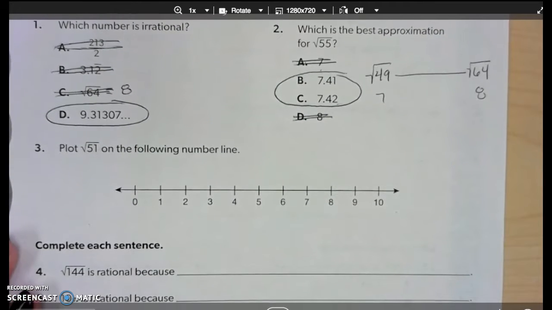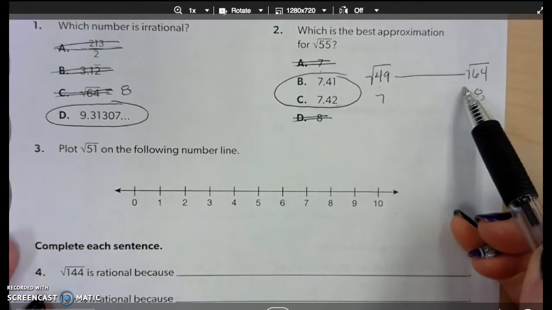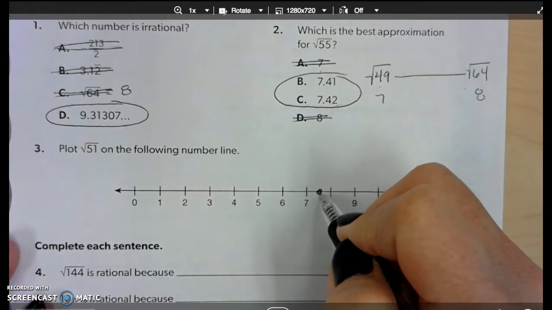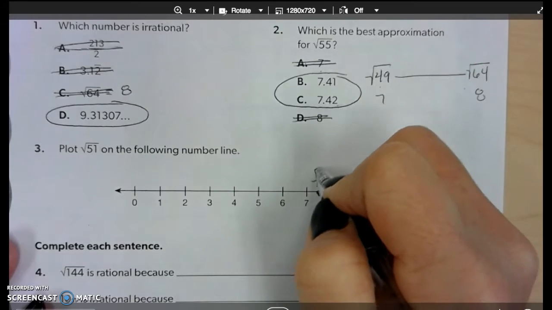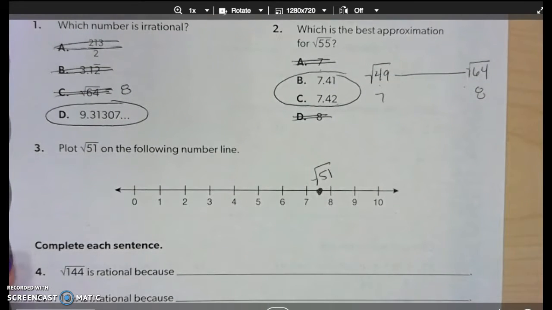3. Plot the square root of 51 on the following number line. Square root of 51 falls between the square root of 49 and 64, just like here. So it's just going to go between 7 and 8. So the square root of 51, somewhere between 7 and 8.